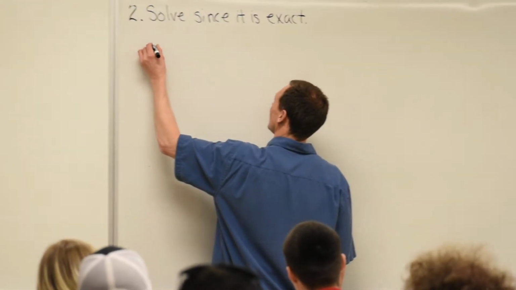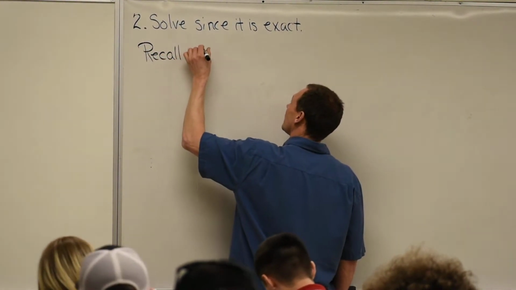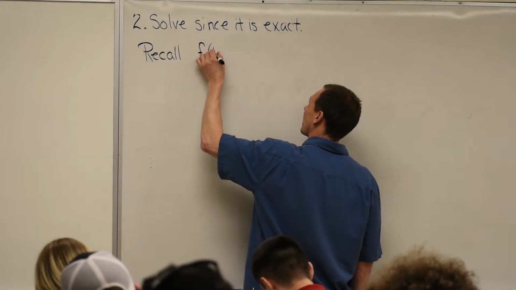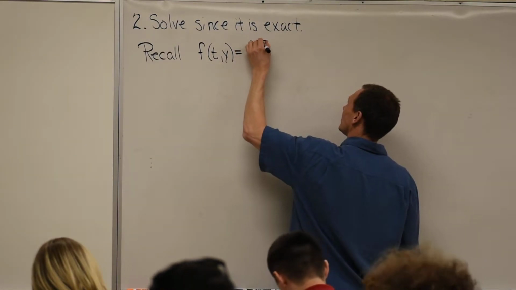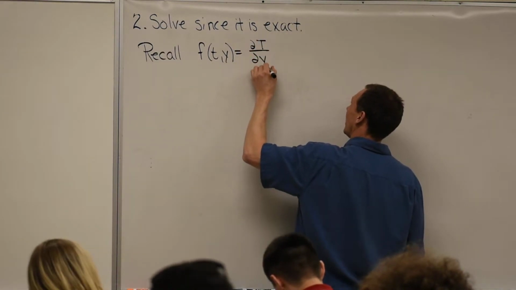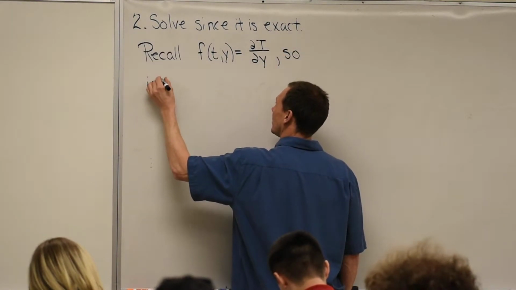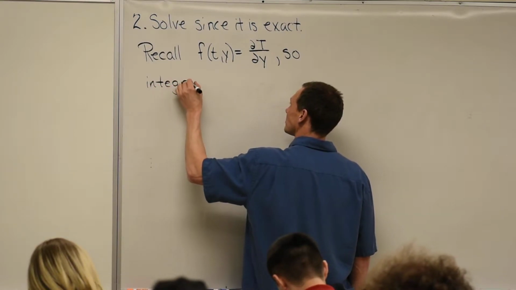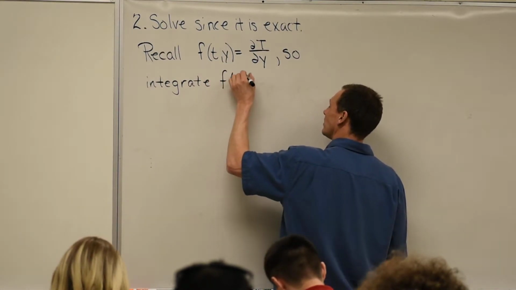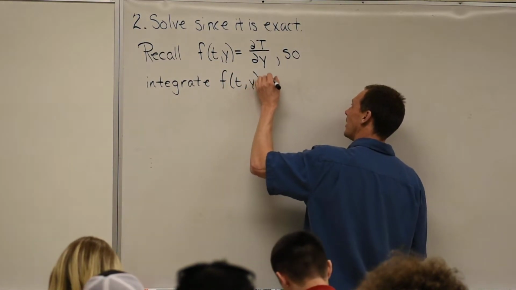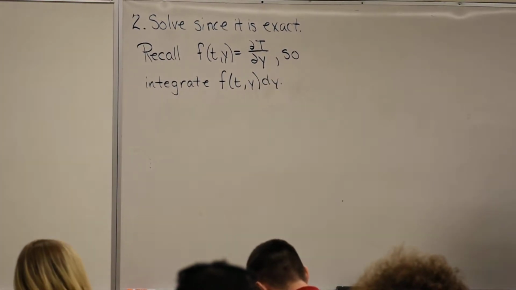What we're going to do is recall, but recall f of t and y came from the partial of T with respect to y. So integrate that. Integrate f of t comma y dy. Let's see what we get. That's where we're going to start.